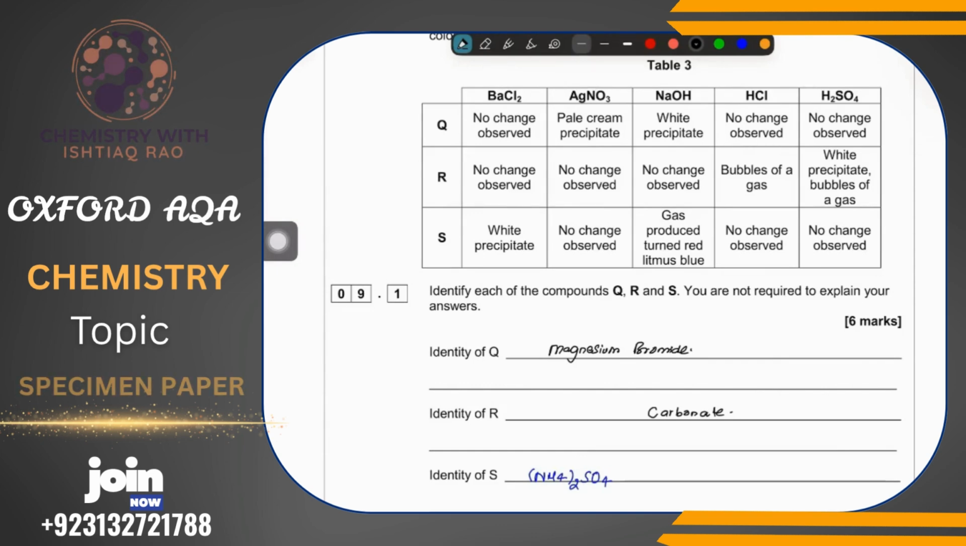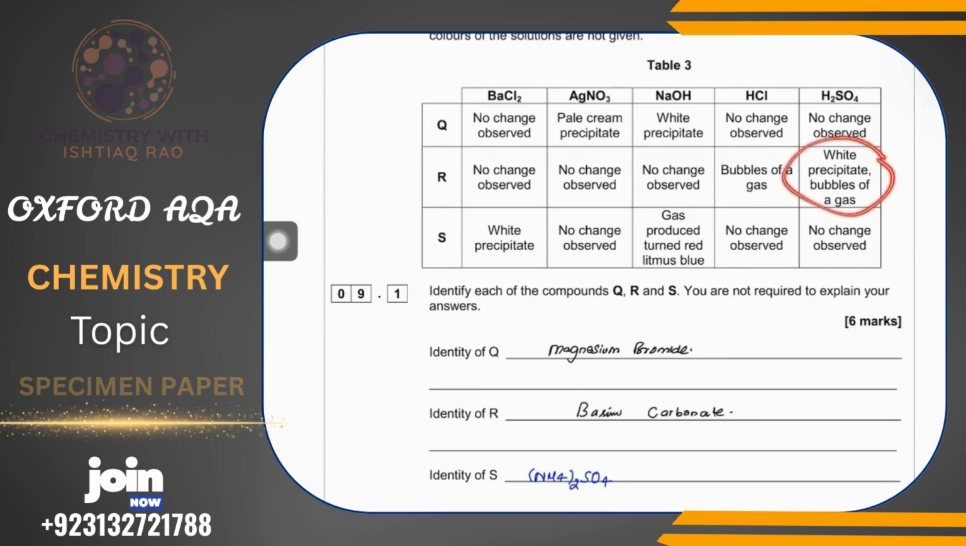White precipitate, bubbles of a gas. White precipitate means it can be any from group two, right? Apart from barium, no change is observed. That's why you were saying that it's not barium. No, I was saying that it cannot be carbon dioxide because there's a white precipitate, but I think it was carbon dioxide. I wasn't exactly sure. I thought the answer would be carbon dioxide itself.